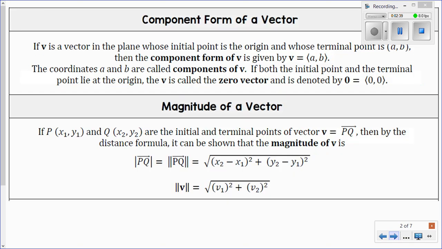All right, component form of a vector. If v is a vector in the plane whose initial point is the origin and whose terminal point is (a, b), then the component form of v is given by ⟨a, b⟩, using these pointed braces, and the coordinates a and b are called the components of vector v. If both the initial and the terminal point lie at the origin, then v is called the zero vector and is denoted like this. The magnitude of a vector, which is just the distance between the initial point and the terminal point, can be found using the distance formula.